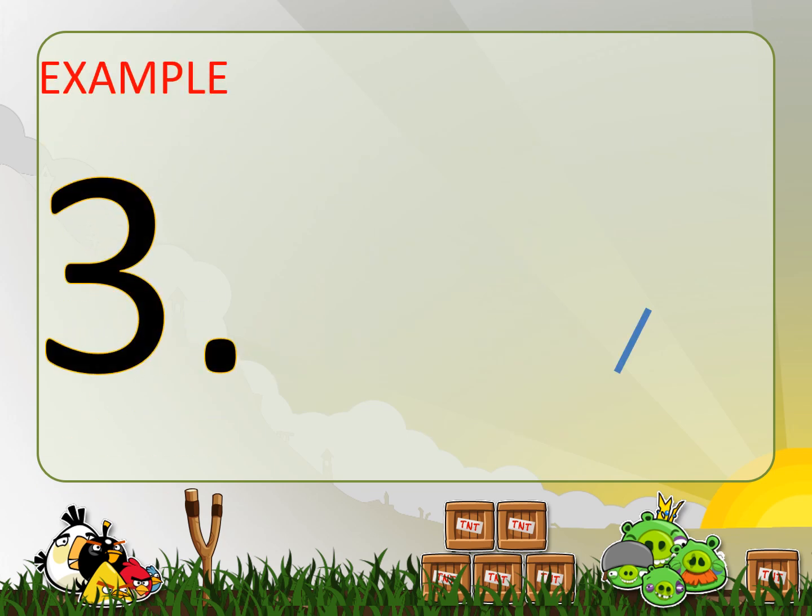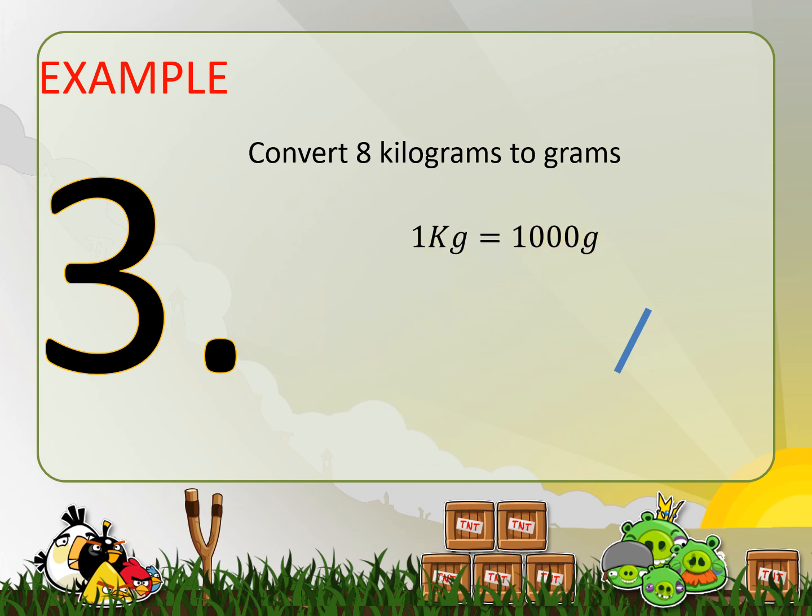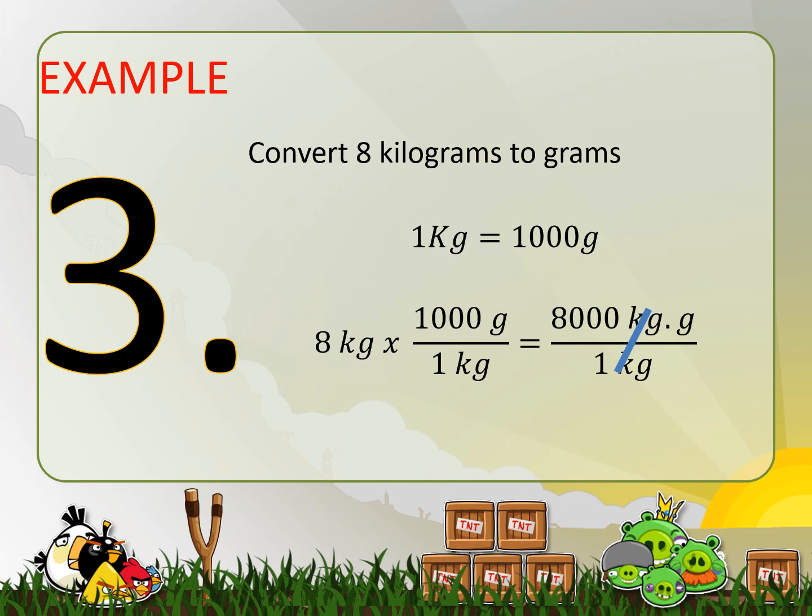Example number 3. Convert 8 kilograms to grams. We all know that 1 kilogram is equal to 1,000 grams. 8 kilograms times 1,000 grams over 1 kilogram is equal to 8,000 kilogram-grams over 1 kilogram. Cancel kilogram to have an answer of 8,000 grams.